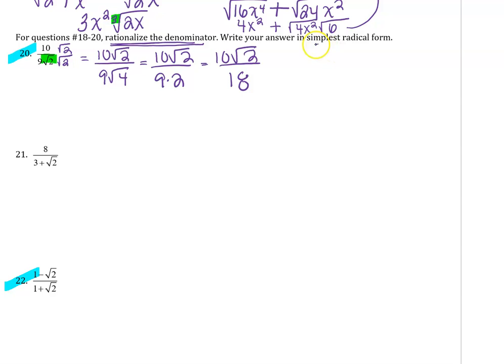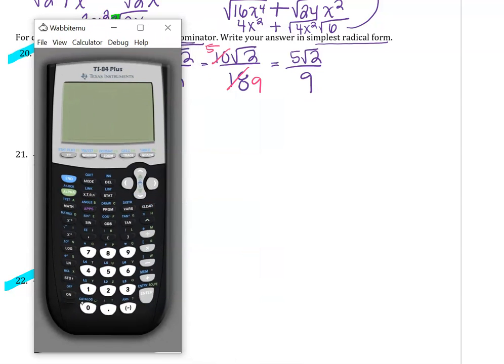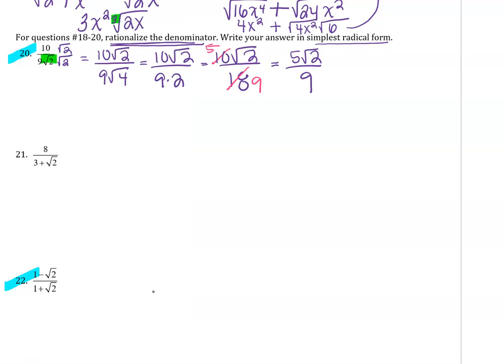Now it says write our answer in simplest radical form, so that means I have to simplify any coefficients. I've noticed that each of these is divisible by 2. So my final answer is 5 square root of 2 divided by 9. And if you're ever unsure about the simplifying, you could go in your calculator, and do 10 divided by 18, and hit Math Frac, and it will reduce it for you. Now, that's if I have a monomial denominator. Monomial meaning one term grouped by multiplication, because it's 9 times radical 2.